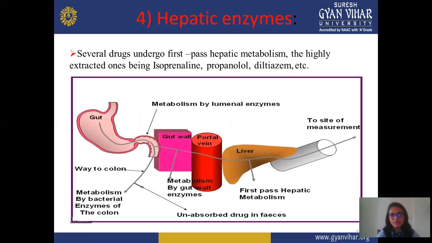Next is hepatic enzyme. Several drugs undergo first pass hepatic metabolism. The highly extracted ones include acetylcholine, propranolol, and diazepam. These are the drugs mainly affected by hepatic enzyme, which affects the absorption rate. This is an example diagram of hepatic enzyme.